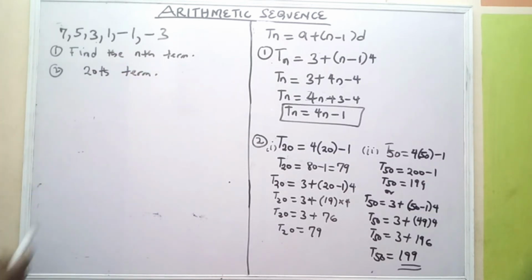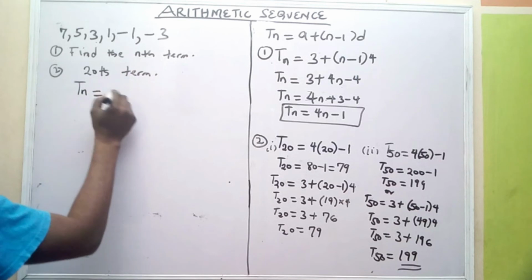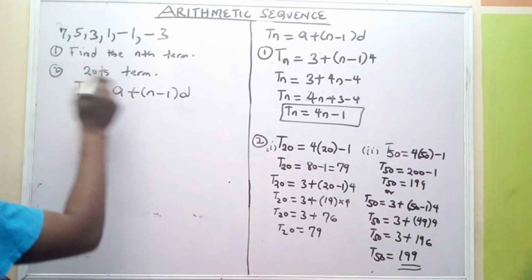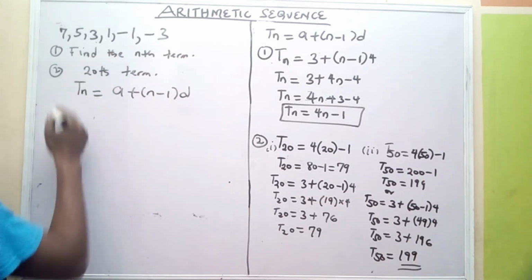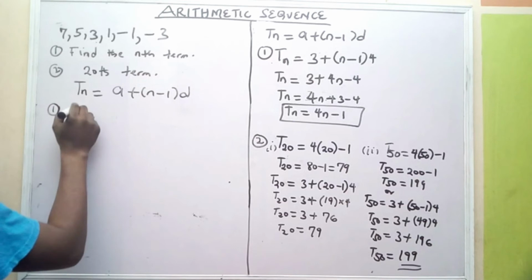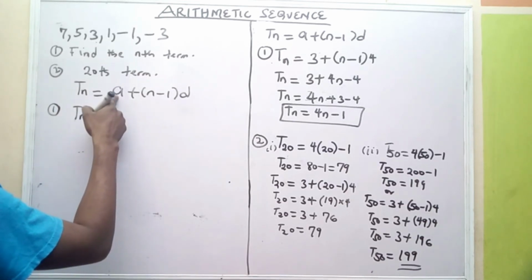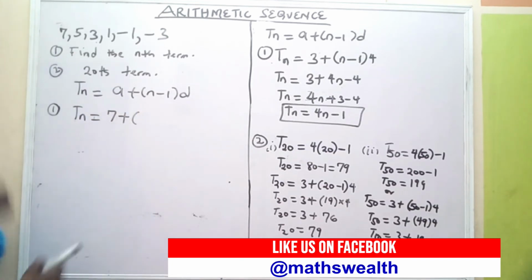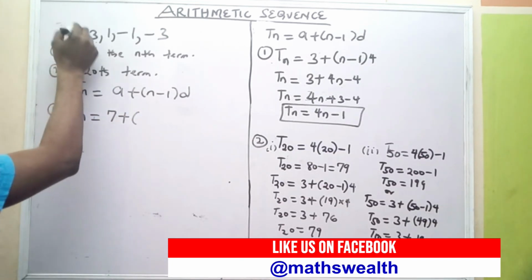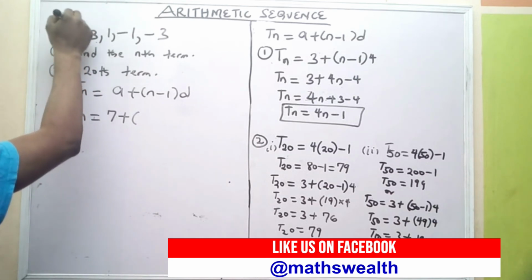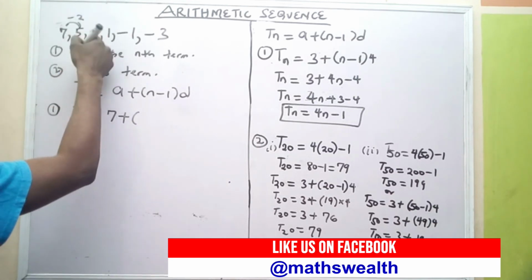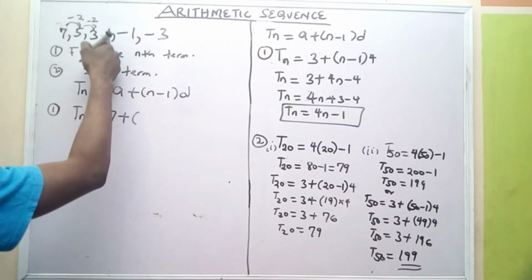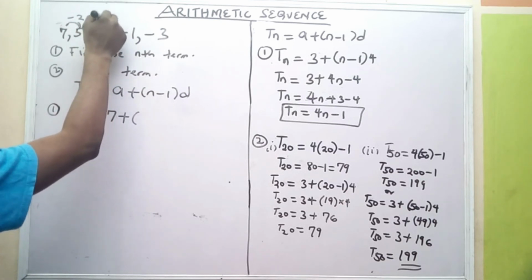Now if we look at the sequence, I'm going to go by the general formula Tn equals a plus bracket n minus 1 d. Now to generate the nth term of the sequence means when n is n. Tn will be, I'm going to plug in the first term of the sequence, 7, plus bracket. The common difference, how do you get the common difference? Second term minus the first term, 5 minus 7 is minus 2, 3 minus 5 is minus 2, 1 minus 3 is minus 2.